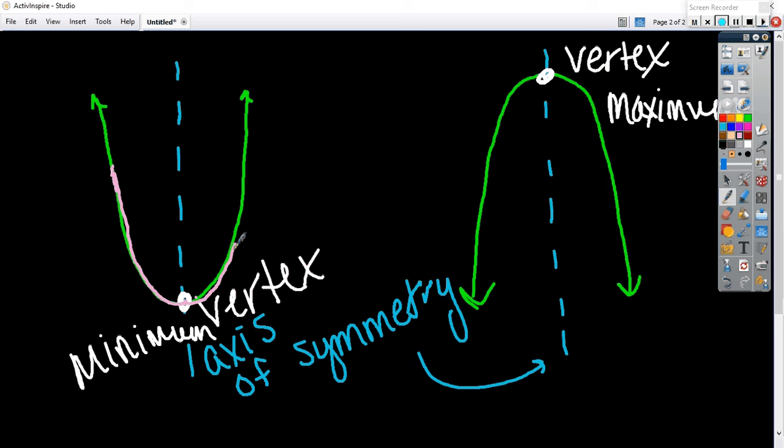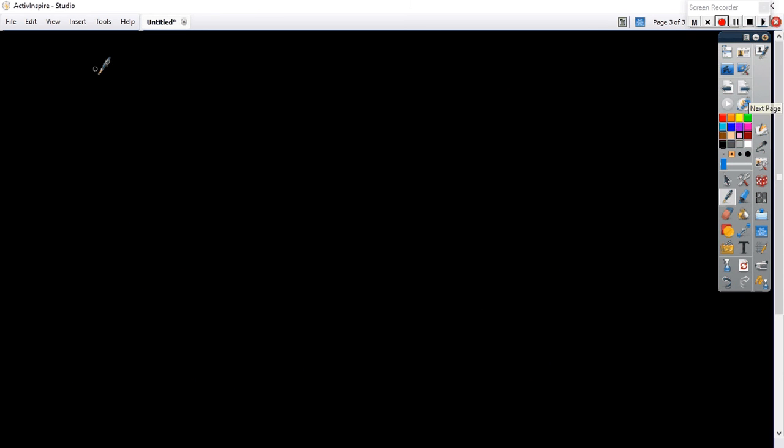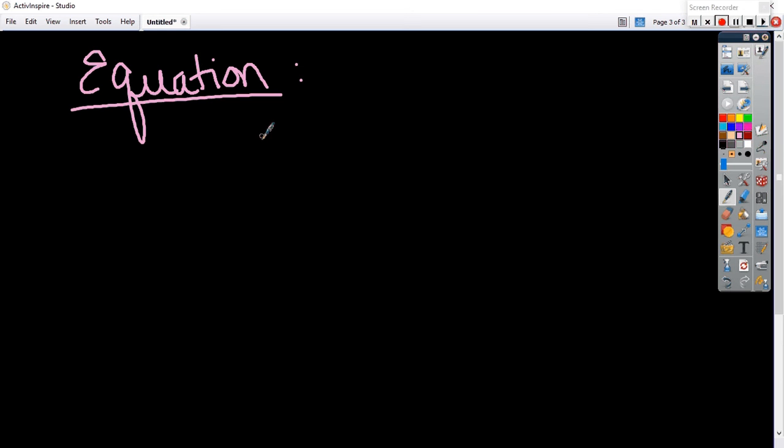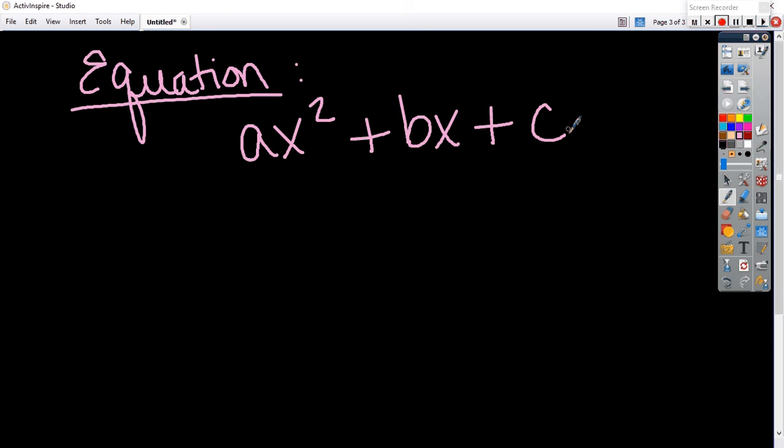Everybody good? Okay. So let's talk about what the equation looks like. Can I move forward? Okay. The equation for a parabola or for a quadratic looks like this. Now, the A, the B, and the C are coefficients. So when I talk about A, I don't include the x squared that goes with it. It's just the number in front.